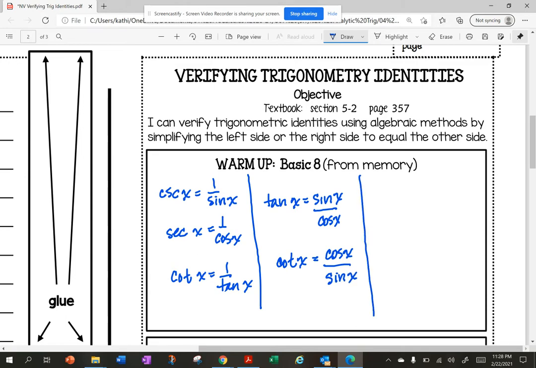Those are the ratio. And then the Pythagorean are sine squared of x plus cosine squared of x equals 1, 1 plus cotangent squared x equals cosecant squared x, and 1 plus tangent squared x equals secant squared x. So these are the basic 8, and we should be intimately familiar with working with these by now.